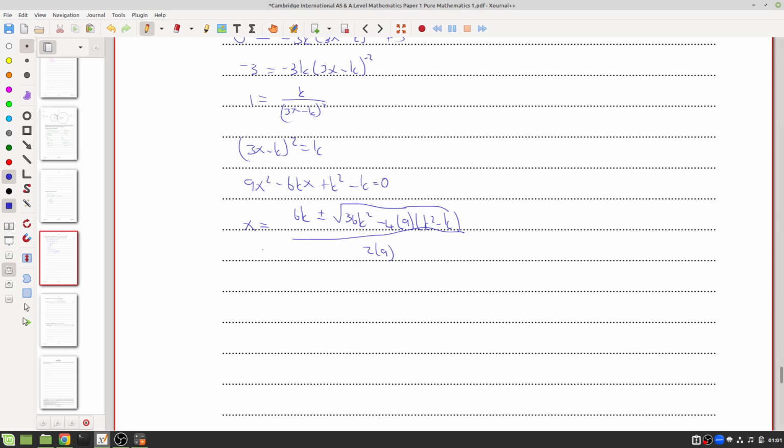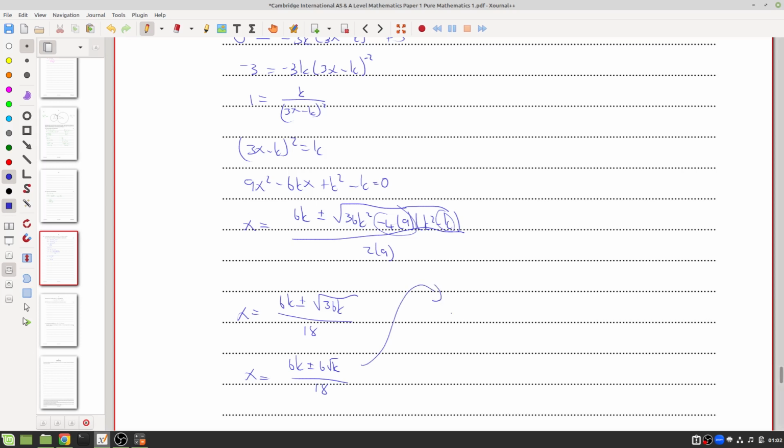All right. So let's simplify that a little bit. So that's 6k plus or minus, and then square root. So here, this part's become negative 36k squared. So 36k squared minus 36k squared is nothing. So then all we have left is that times that. So negative 36 times negative k is 36k. And at the bottom we've got 18. So simplify even further. So we've got 6k plus or minus. Now 36 has a square root of 6, so we can say that's the same as 6 times the square root of k over 18.